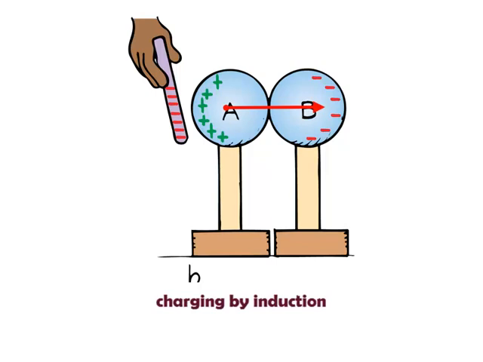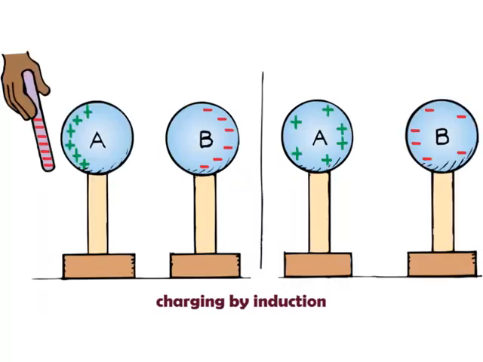The charge on the spheres has been redistributed, or induced. When the spheres are separated and the rod removed, the spheres are charged equally and oppositely. They have been charged by induction, which is the charging of an object without direct contact.